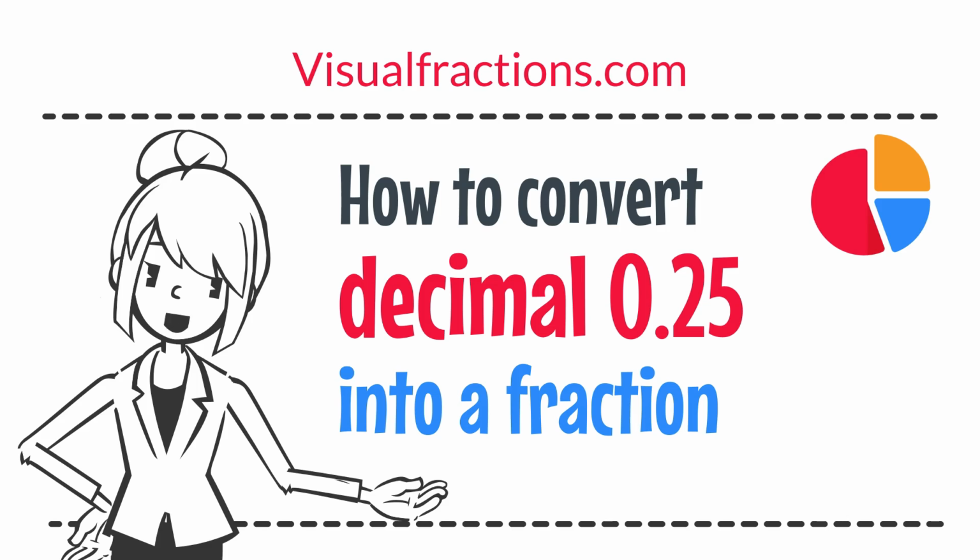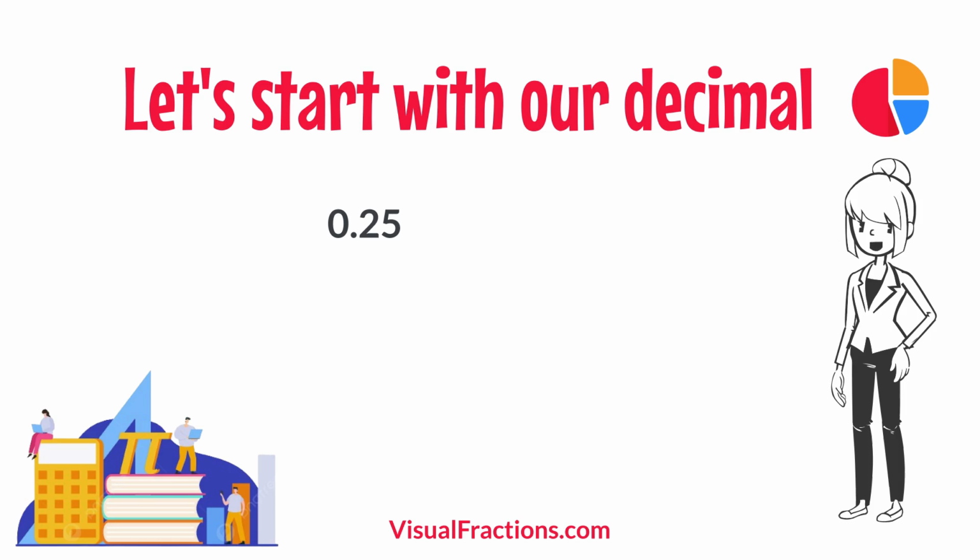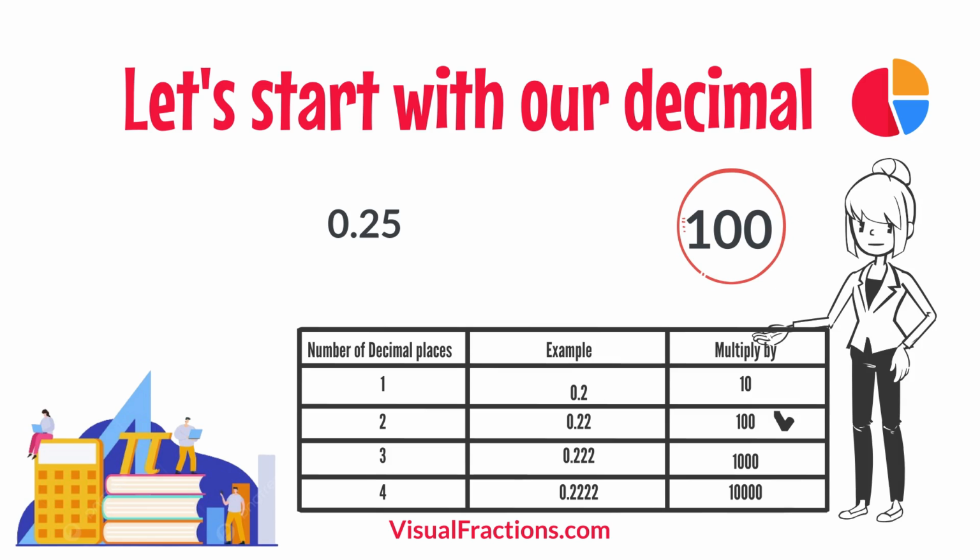Today, we're diving into how to convert the decimal 0.25 into a fraction. Let's start with our decimal, 0.25. Notice there are two digits to the right of the decimal. This places it in the hundredths position.